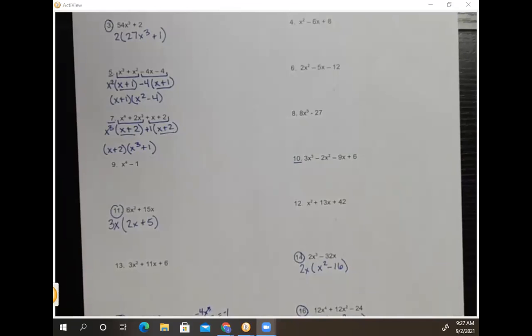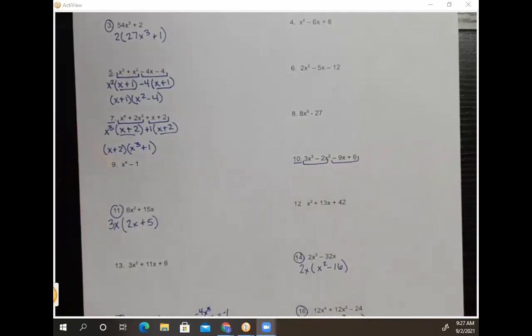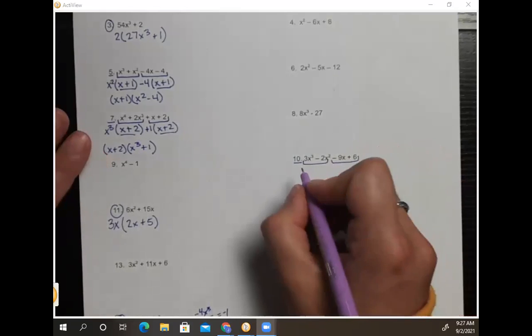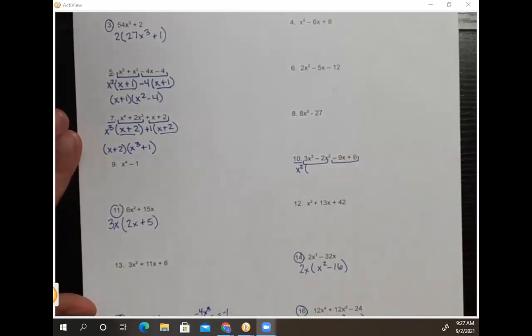What's the very first thing I want to do with number 10? My very first step to try to factor this. Even before I start looking for GCF, split it into groups, yeah? And then what's my first GCF? X squared. This first group has a GCF of X squared. What's left over when I factor out the X squared?